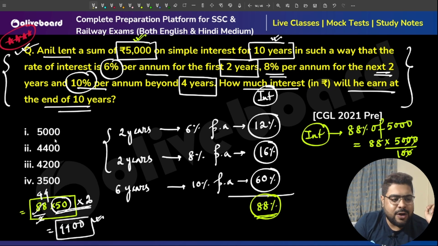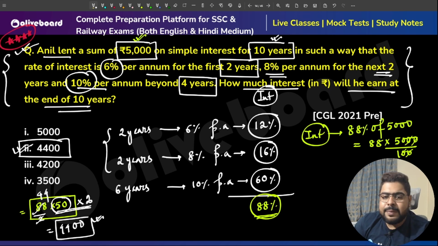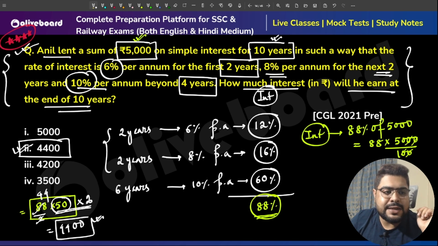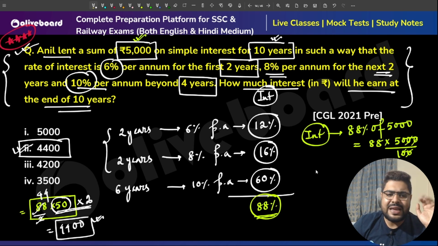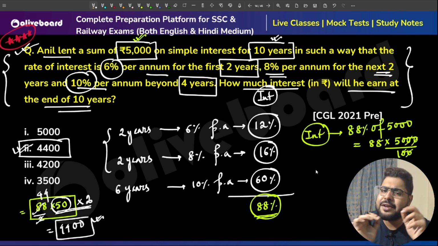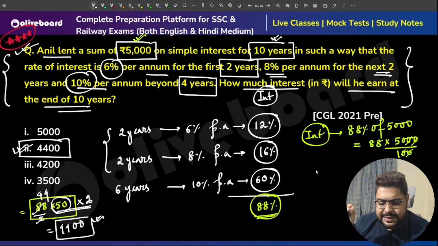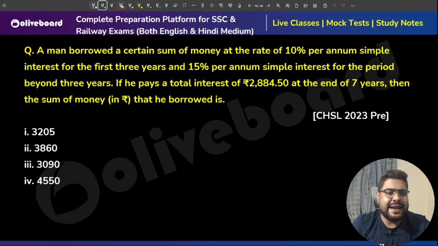Simple calculation, option number 2, 4,400 will be the total interest at the end of 10 years. So on 5,000, you will earn a total interest of 4,400 rupees. I hope this is clear. Very simple case. This is the best approach for this. So let's move on.